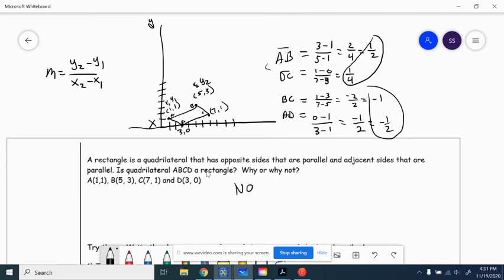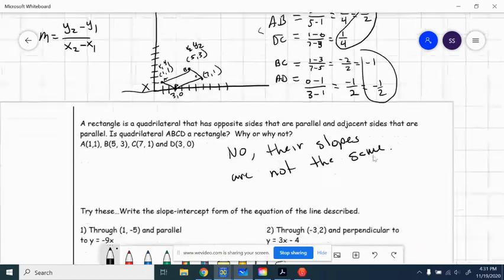It says why or why not. So no, their slopes are not the same. There's only one question like that, so don't freak out too much about it. I'm telling you, if you plot it out, it makes it a lot easier.